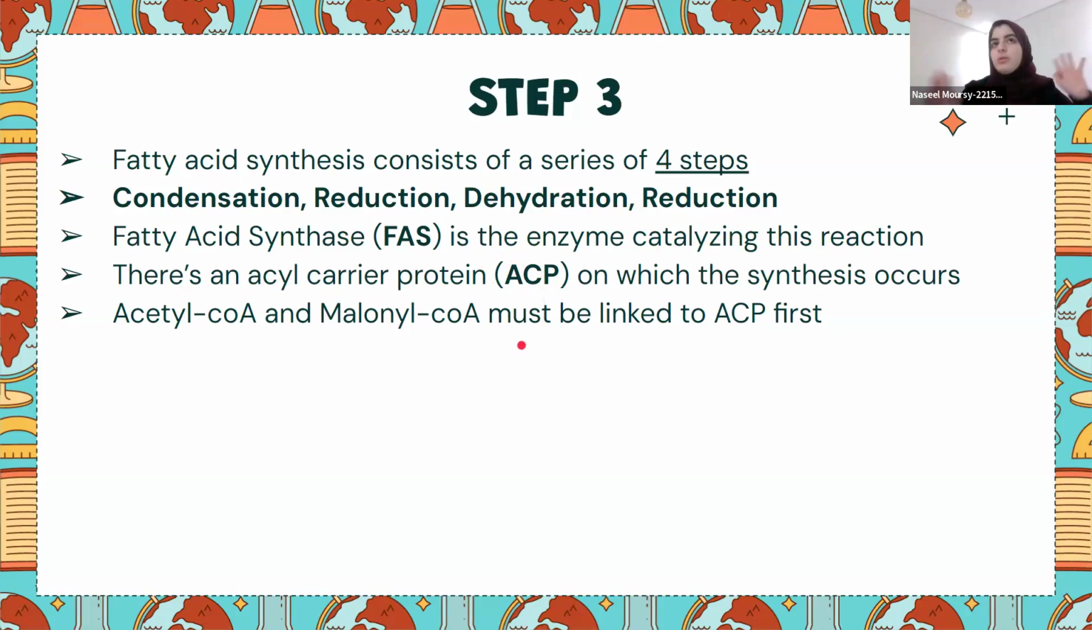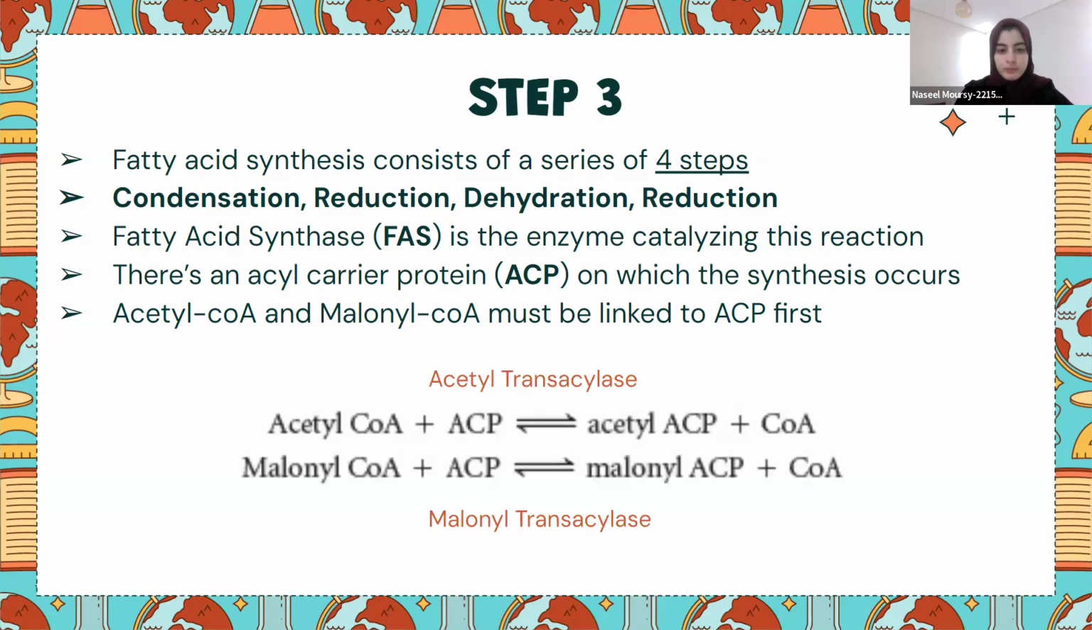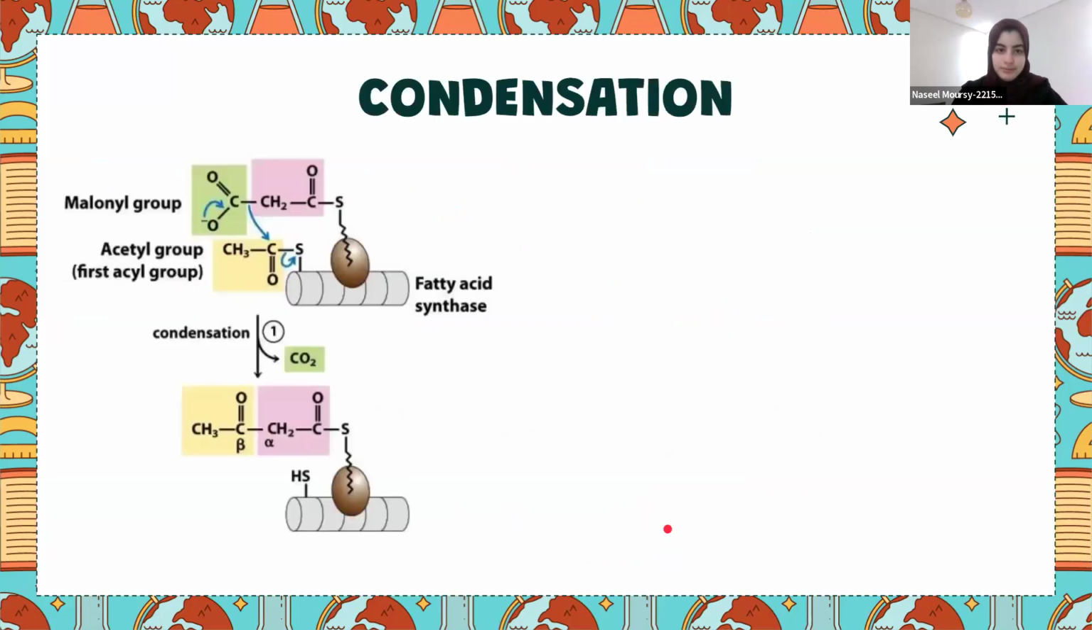But first, before we start synthesizing the chain itself, we need to link acyl-CoA and malonyl-CoA to the ACP end. So this is the reaction. Acyl-CoA plus the ACP goes to acyl-ACP, and it loses the CoA group. This happens through acetyl transacylase. Transacylase means that you're moving the acyl group. In the same way, malonyl-CoA with ACP is converted to malonyl-ACP and loses the CoA through malonyl transacylase. This is just us getting ready for step 3.